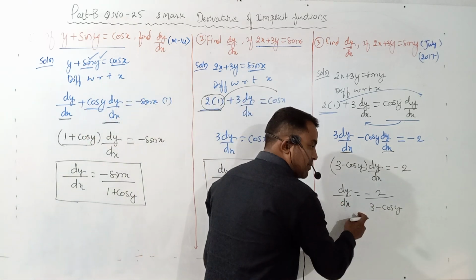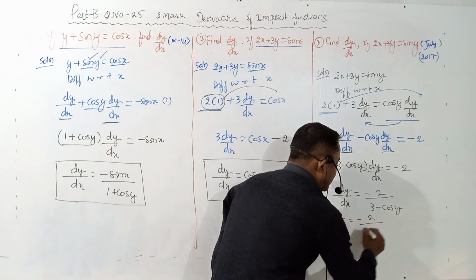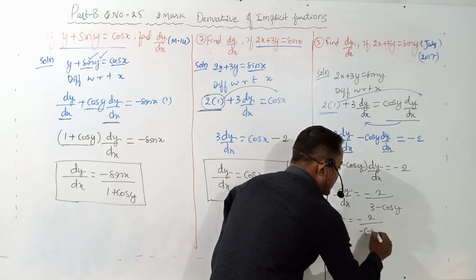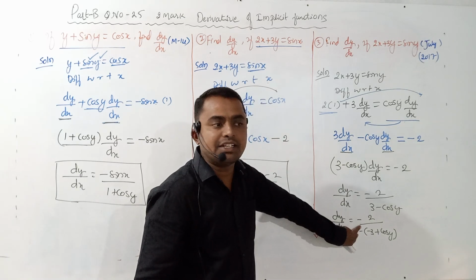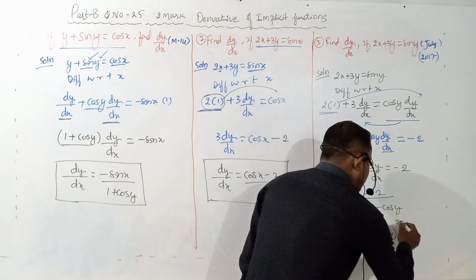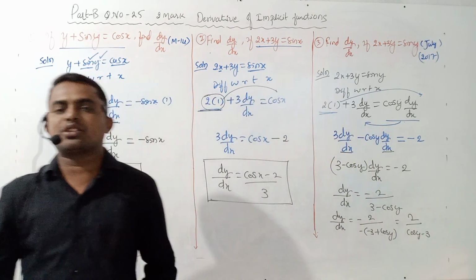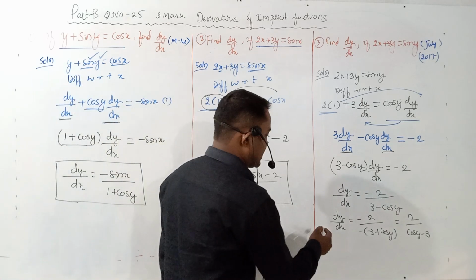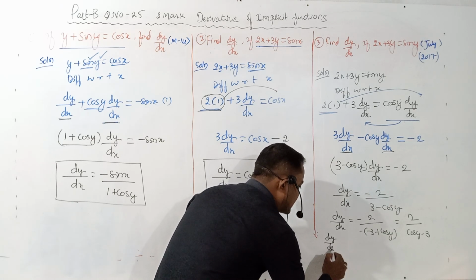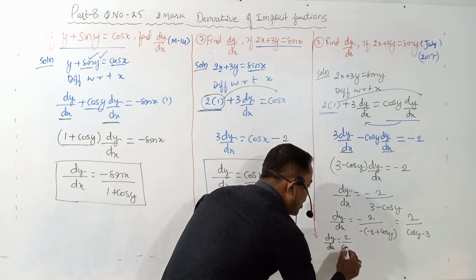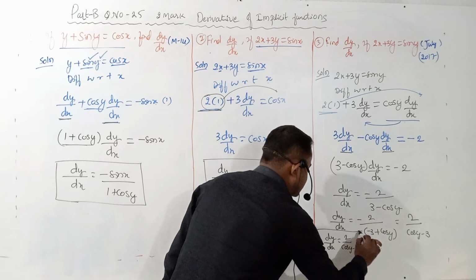Now take the minus sign common here, and dy by dx is equal to minus 2 divided by minus 3 plus cos y. The minus minus get cancelled. That is equal to 2 divided by cos y minus 3. So the final answer is dy by dx is equal to 2 divided by cos y minus 3.